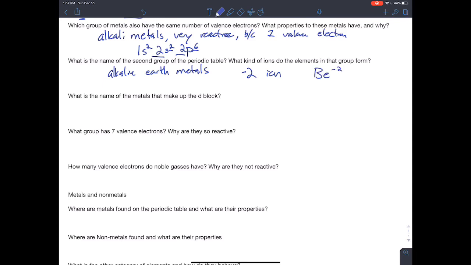Oh, I'm so sorry. Scratch that. Okay, it's losing 2 electrons. An easy mistake to make that I just made is thinking losing -2, but it's losing 2 negative charges.